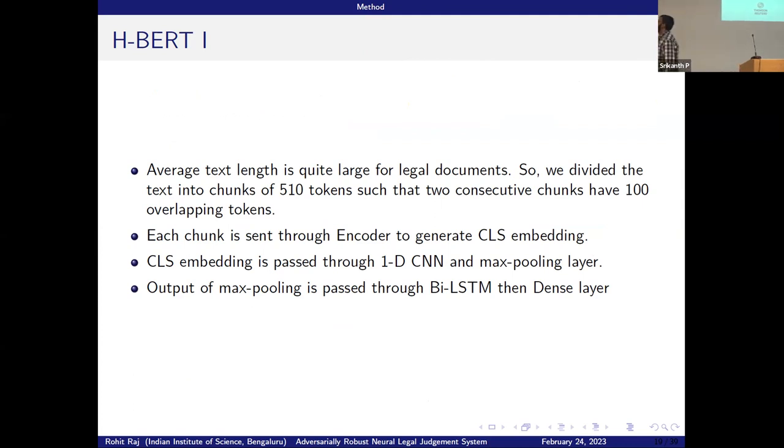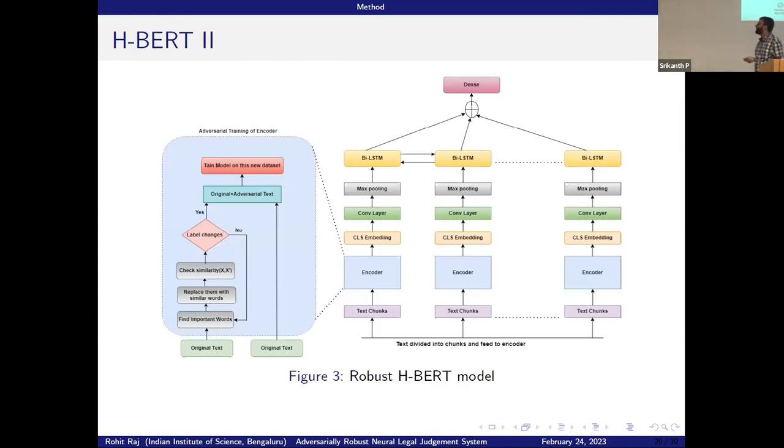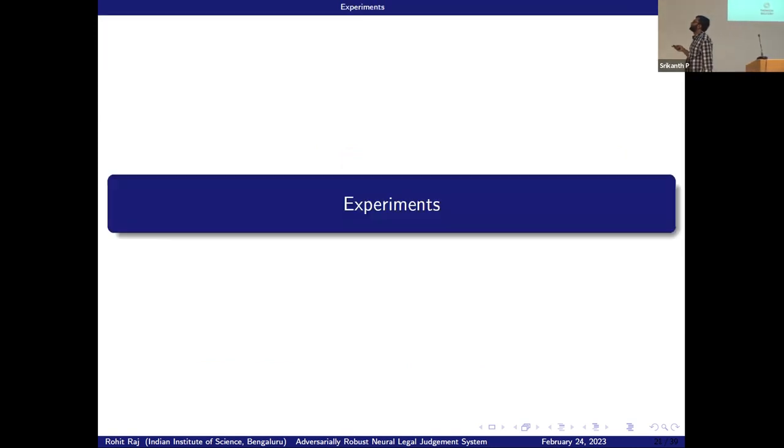Then for each chunk, we take the CLS embedding and feed it to a CNN layer, then after max pooling, we use a bi-directional LSTM, and further pass it to a dense layer. So this is the overall architecture for us. For the encoder, we are using adversarial training, which I have explained earlier, and the text is in the form of chunks. Each chunk is passed through the encoder, which gives us a CLS embedding, and then convolution and bi-LSTM. This motivation is taken from the CLSTM paper, which uses a convolution plus LSTM architecture. That's why we are using this in our approach.